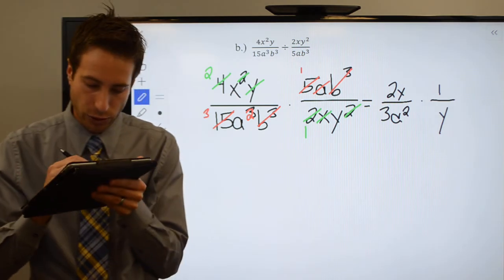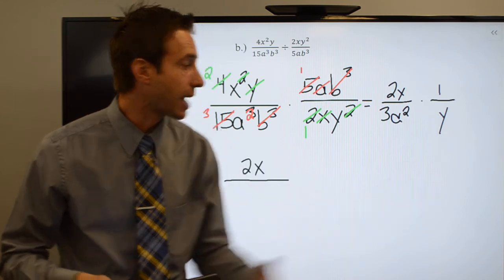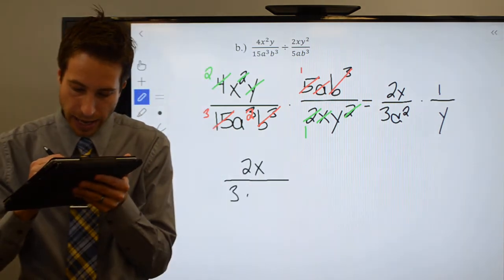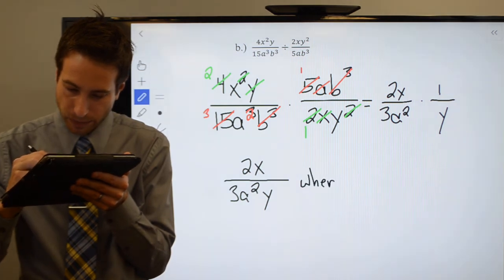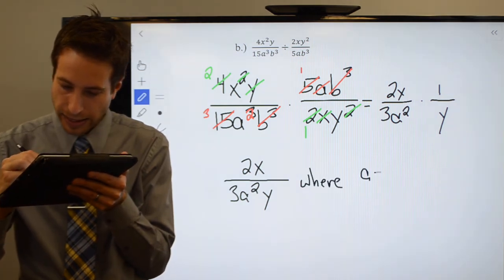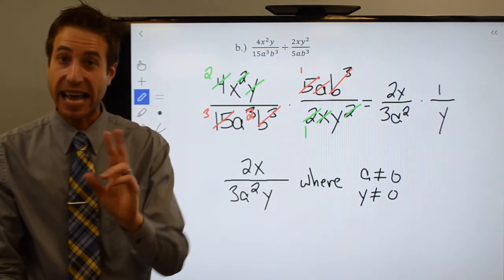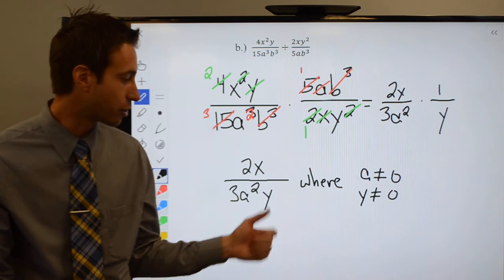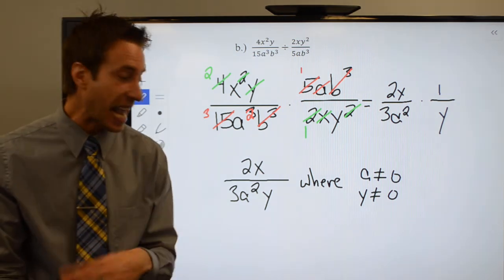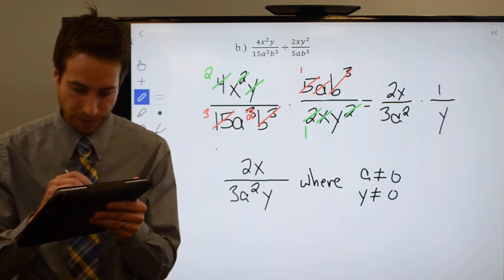Multiply the numerators, well, 2x times 1 is 2x. 3a squared times y is just 3a squared y, and restrict the domain, where a cannot be 0 and y cannot be 0. And again, there's only one set of restrictions because the variables are multiplied, right? Because those variables were multiplied, the only restriction is a can't be 0 or y can't be 0. You can pick anything else you want.